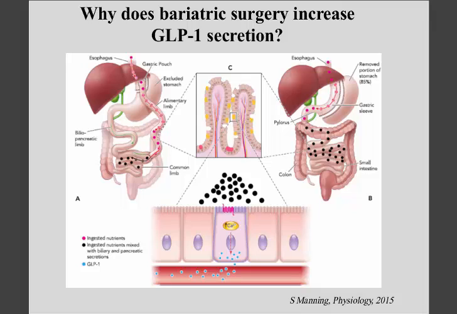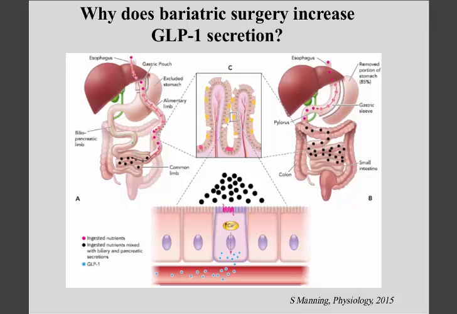Next slide, please. So why does bariatric surgery increase GLP-1 secretion? This schematic gives us a little bit of insight. You can see on the left the anatomy of a gastric bypass, and on the right the anatomy of a VSG. In both cases, you have rapid passage of nutrients from the mouth, down the esophagus, and into the gut.